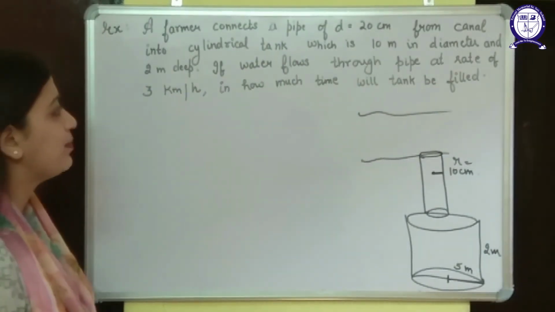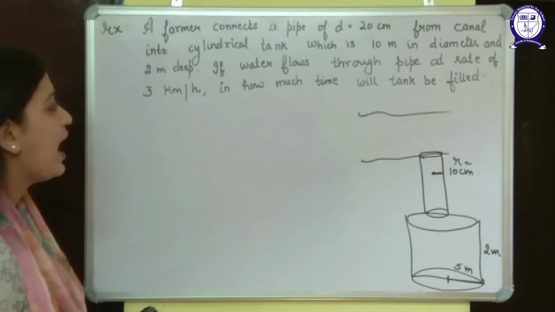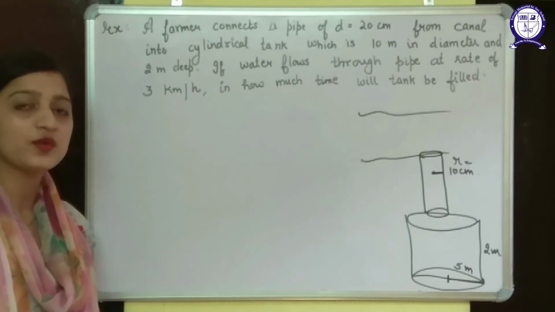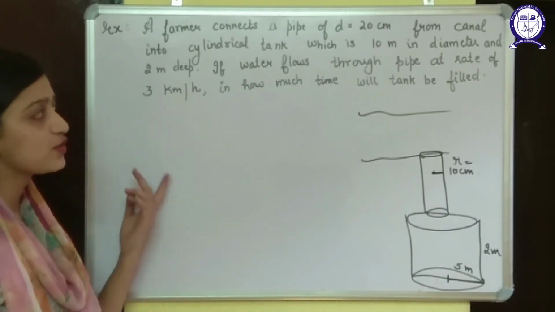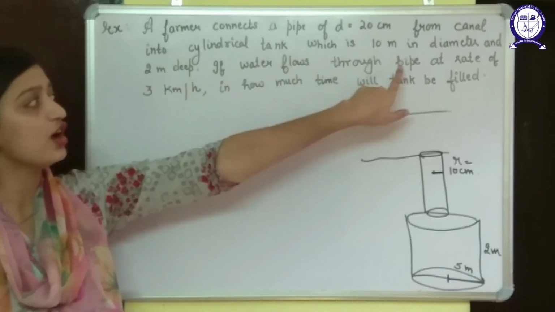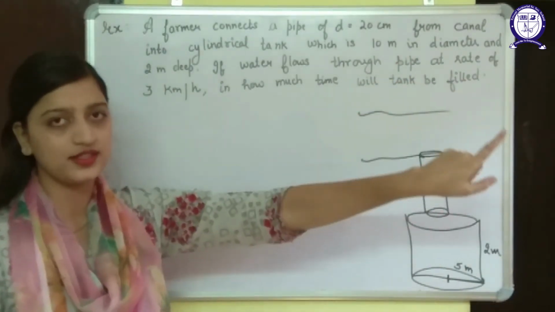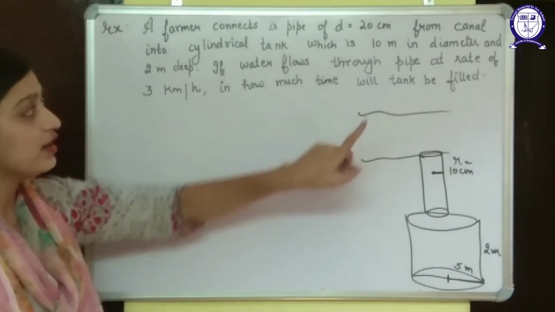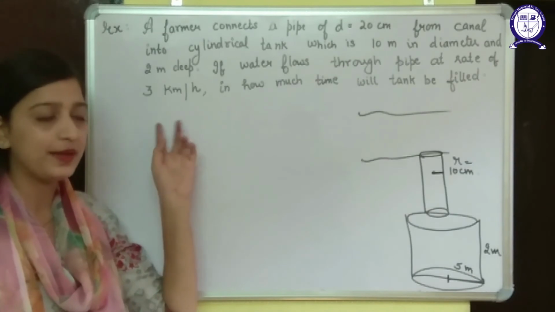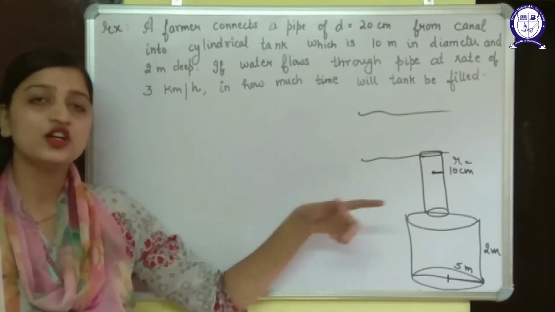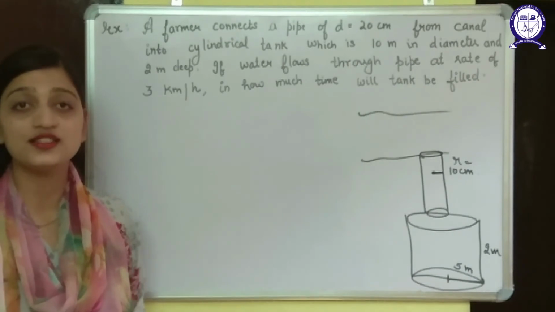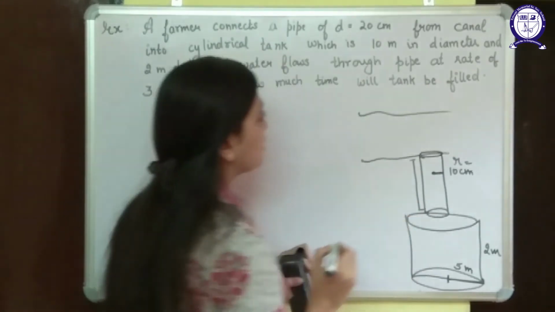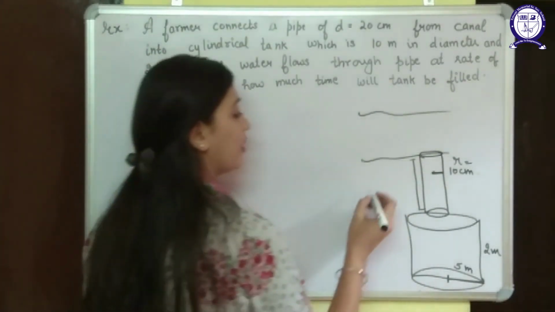If water flows through the pipe at the rate of 3 km per hour, I have told you in the previous question that whenever the speed is given, it is the length. In that question, it was length of the canal, but in this question, it is the length of the pipe because the water is flowing through the pipe at this rate. In that question, the water was flowing in the canal at that rate, here in the pipe. So this is the length of the pipe. And pipe is in the form of cylinder. So what will be its length? That is, it is its height. Okay, this is cylindrical in shape. So this is its height. So height is 3 km per hour.